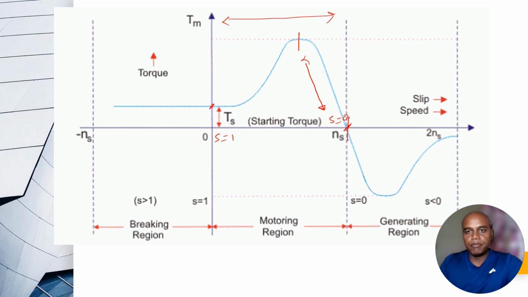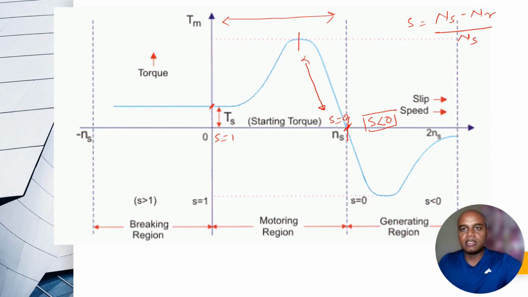What happens if my slip becomes negative, where my slip is less than 0? In this condition, a very interesting phenomenon happens. Somehow, if I can make my rotor rotate faster than the synchronous speed, then my rotor speed is more than the synchronous speed and the slip becomes negative, because slip is nothing but (Ns minus Nr) upon Ns, where Ns is the synchronous speed and Nr is the rotor speed. The only way the slip becomes negative is if my rotor speed is more than the synchronous speed. In that condition, instead of motoring operation, my three-phase induction machine will behave as an induction generator.